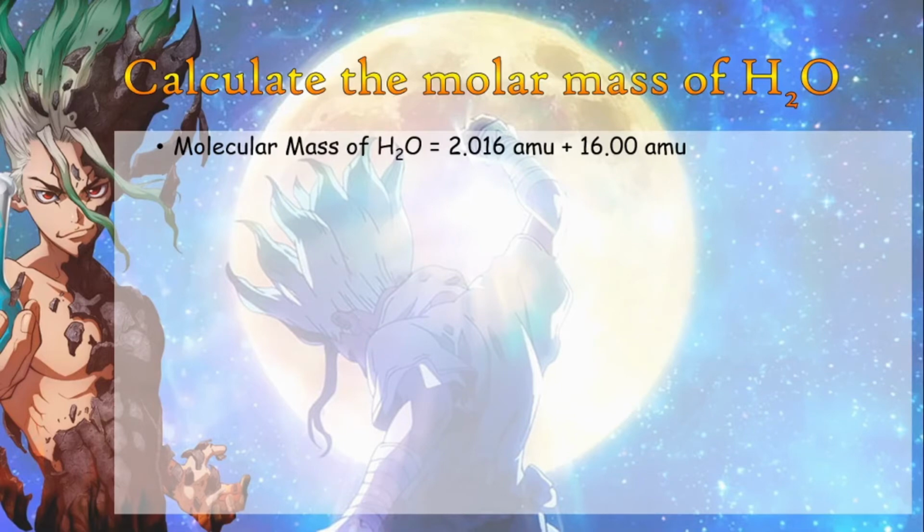Okay, so calculate the molar mass of water. The molecular mass of water is 2.016 atomic mass units plus 16.00 atomic mass units. So that would be 18.016.